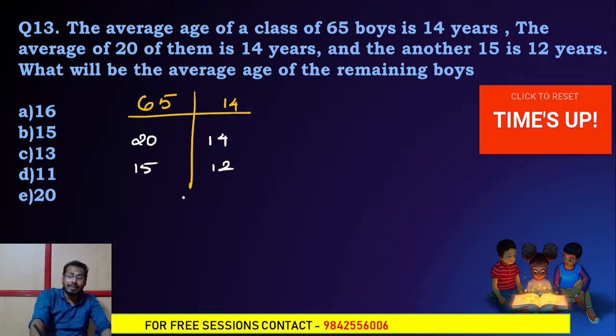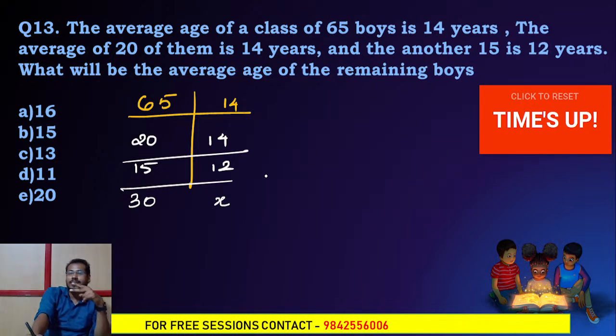And what are the remaining students totally? That is 65 minus (20 plus 15 is 35). Remaining is 30 students. What is the remaining 30 students' average age? That's what the question asks. If you want to find the answer, use the formula. That's the easiest way. Only two concepts are given. If two splits are given, we can go for alligation and mixtures. If more than that, you can use the formula itself.